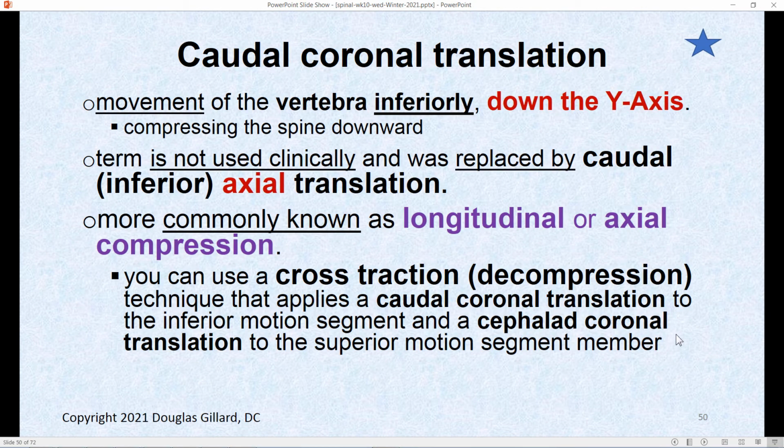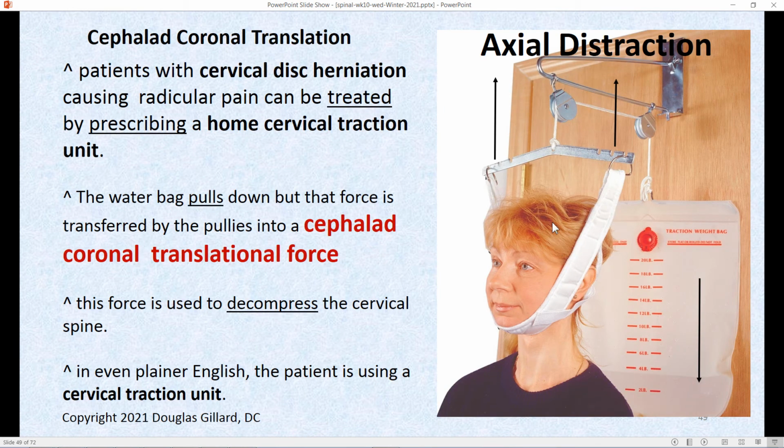Right. So caudal, this one is not used as much. Caudal means toward the tail, toward the coccyx: caudal coronal translation. That's a force pushing down. If the patient was standing, we would have a 25-pound plate on top of her head. I don't know why you would do this, but that would be a force pushing down, toward the tail, so that's a caudal coronal translational force.